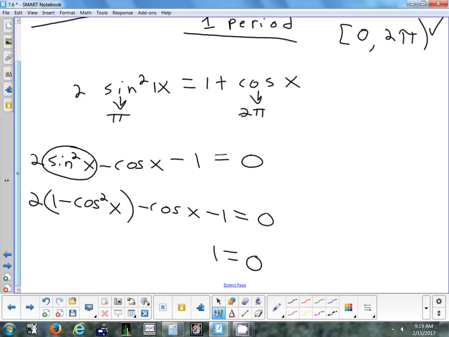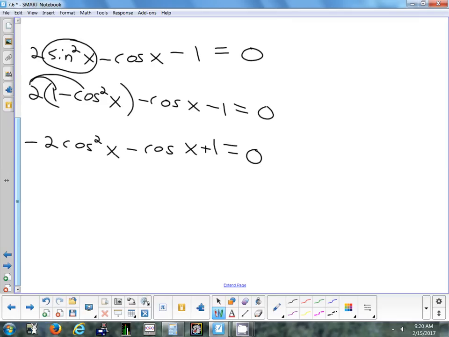Now, 2 times negative cosine squared. Negative 2 cosine squared minus cosine x. And that was plus 1. Okay, everyone see how I got the plus 1? I did 2 times 1, and then I did minus 1. So I just did it all at once. Okay, if I want to try to factor that, what's generally the next thing I would do?